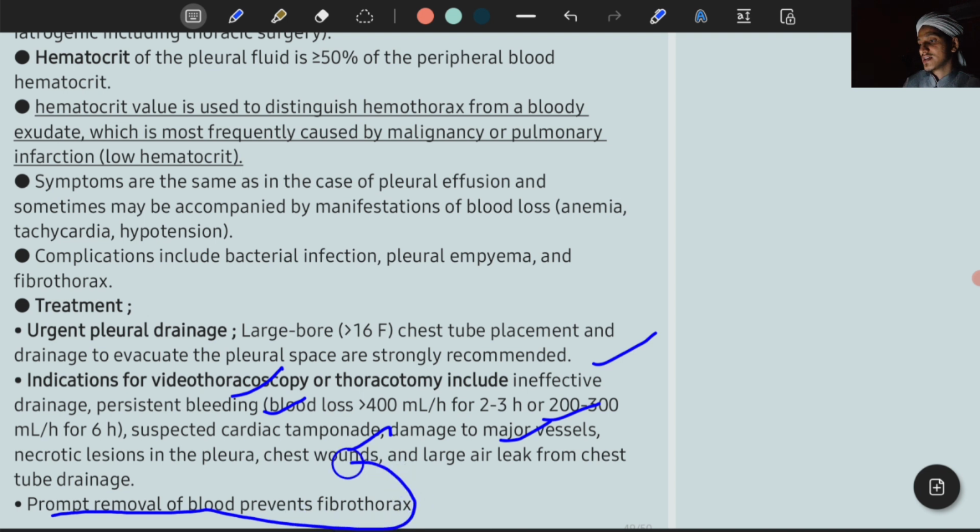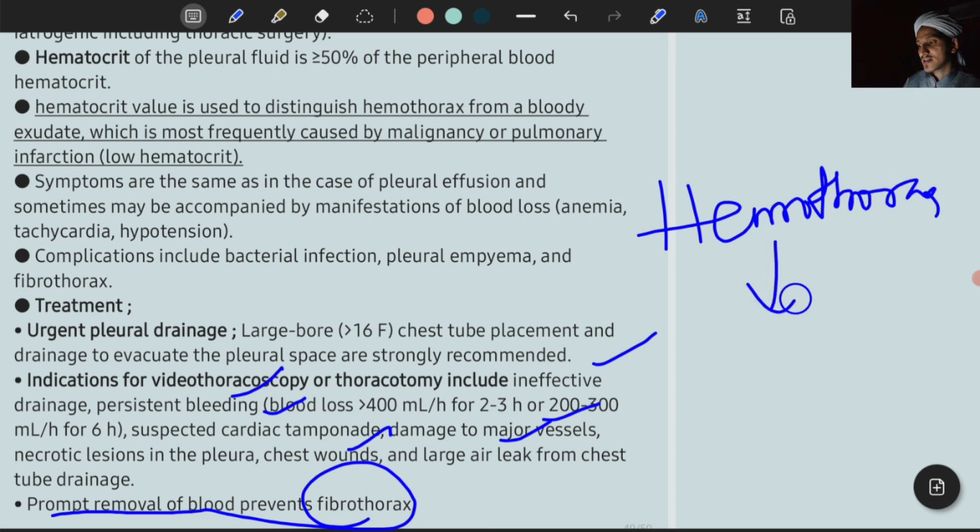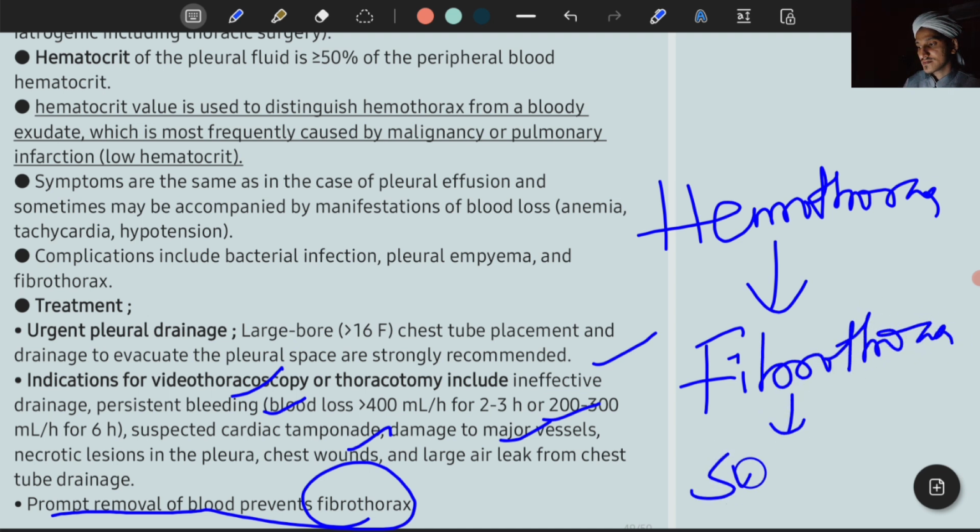If you don't remove the blood, then the hemothorax will develop into fibrothorax, which is a very bad thing, and there is no solution for this except surgery.